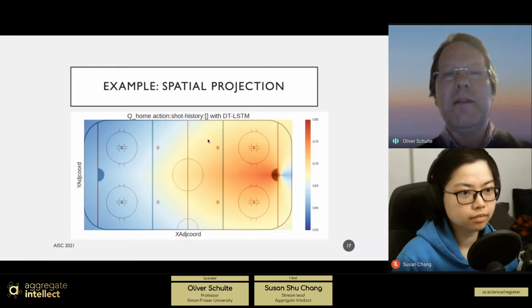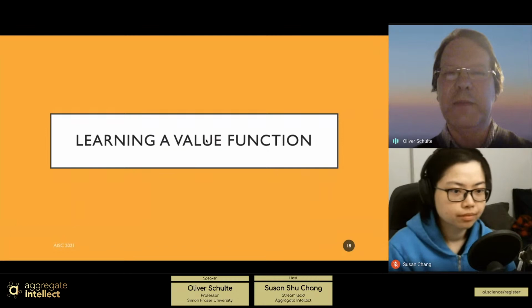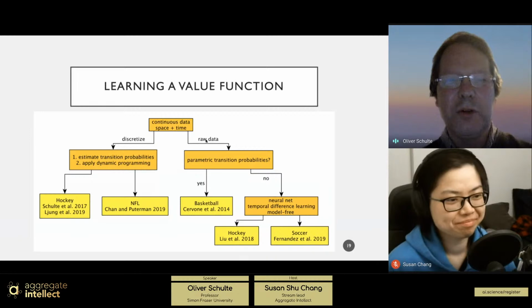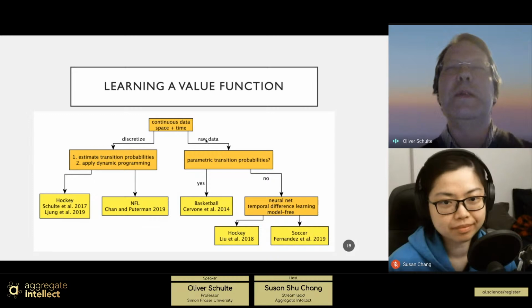Okay, so once you have a value function, you can do all these plots. But how do we get a value function? And this being learning, we want to learn them from data. Fortunately, learning a value function is the key problem in reinforcement learning, or maybe one of the key problems, but it's definitely up there. And in this tree diagram, I just wanted to give a quick overview of different approaches that I've been taking for different models and different sports.